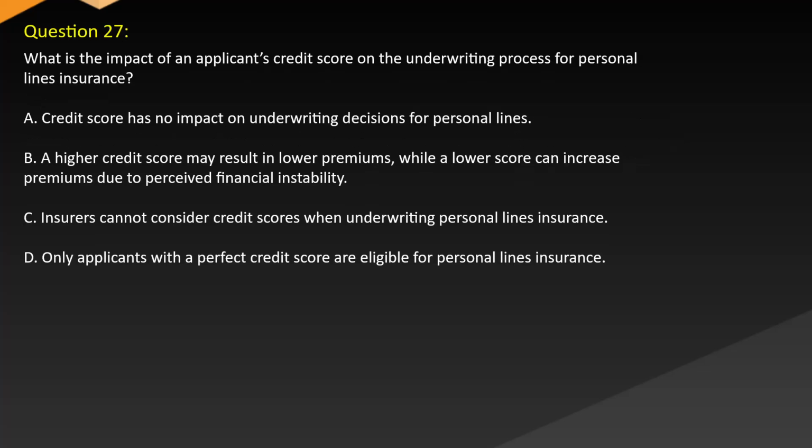Question 27. What is the impact of an applicant's credit score on the underwriting process for personal lines insurance? A. Credit score has no impact on underwriting decisions for personal lines. B. A higher credit score may result in lower premiums, while a lower score can increase premiums due to perceived financial instability. C. Insurers cannot consider credit scores when underwriting personal lines insurance. D. Only applicants with a perfect credit score are eligible for personal lines insurance.